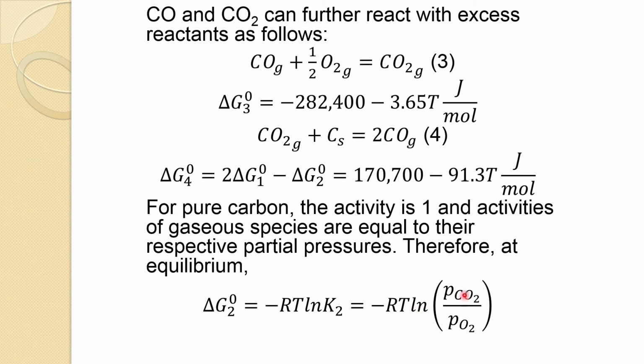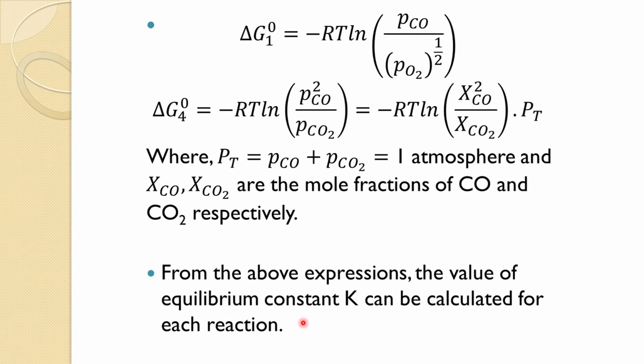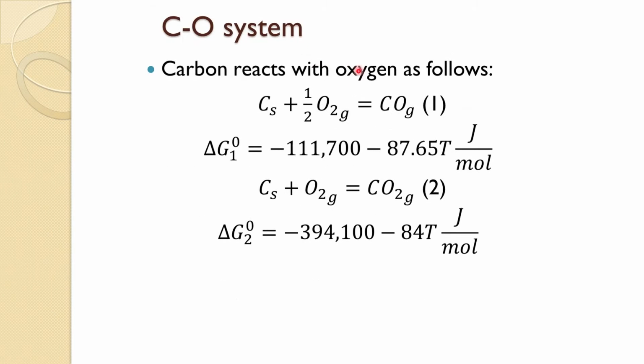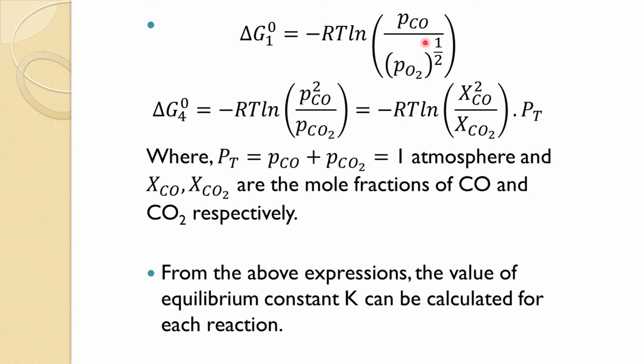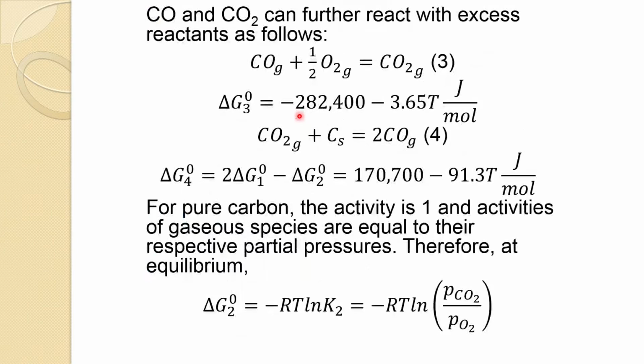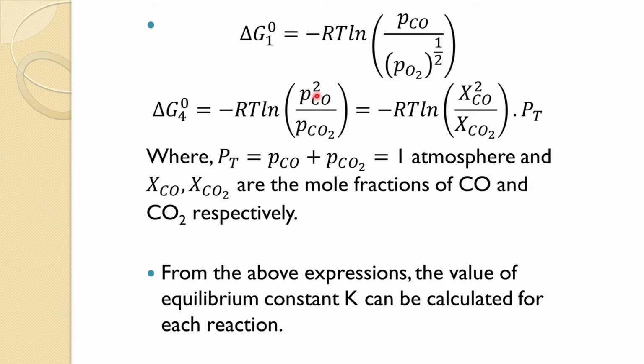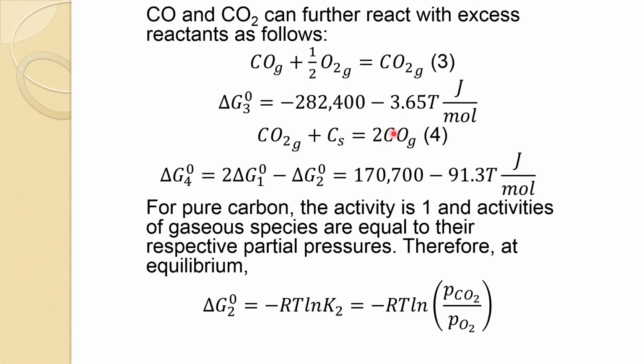So, we substitute that equilibrium constant over here, and then the free energy, this is for the other reaction, the first one where the half mole of oxygen is converted into CO. So, that gives the free energy expression in terms of partial pressure. Similarly, for the other we can put it for number 4. For this we can write again 2 moles of CO are forming.